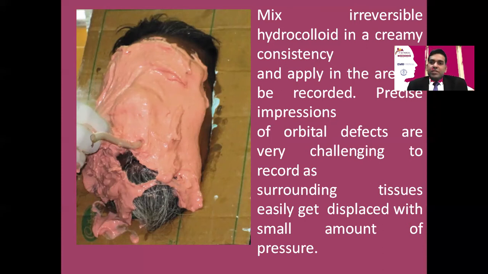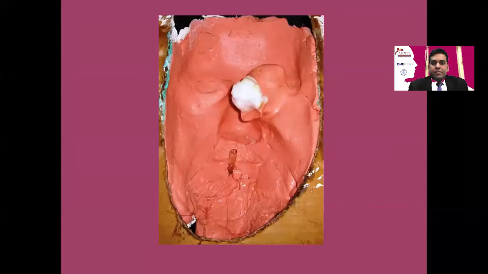So you need to mix the irreversible hydrocolloid in a creamy consistency and apply it in the area to be recorded. Precise impressions of orbital defects are very challenging to record, as surrounding tissues easily get displaced with small amount of pressure. Here you can see the impression has been recorded with this irreversible hydrocolloid impression material.